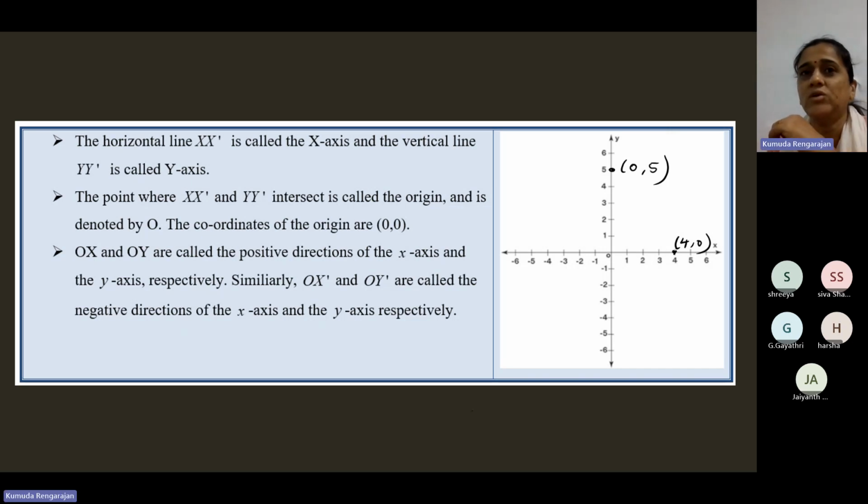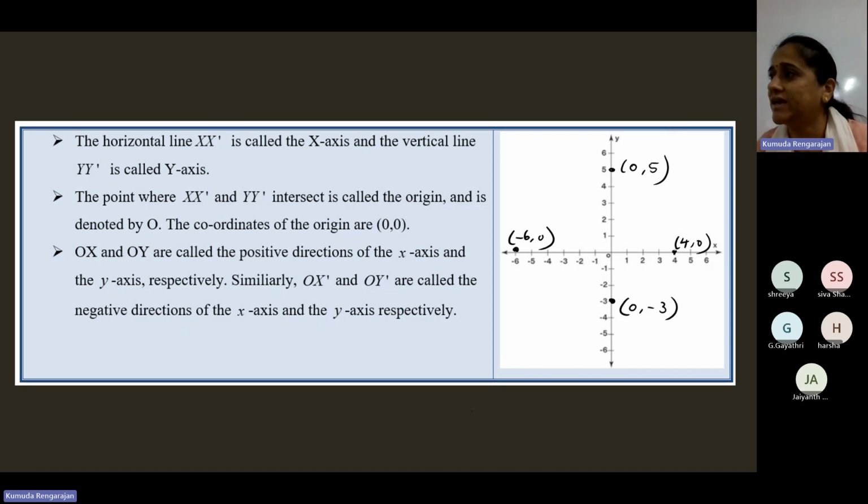Where does the point (4, 0) lie? On the positive side of the x-axis. Where does the point (0, -3) lie? On the y-axis, on the negative side of the y-axis. And what about the point (-6, 0)? It lies on the x-axis, on the negative side of the x-axis. Saying x-axis is enough, but I'm telling you very specifically, on the negative side of the x-axis.